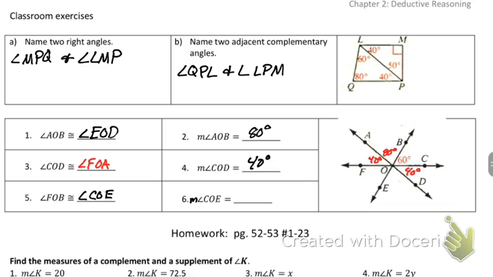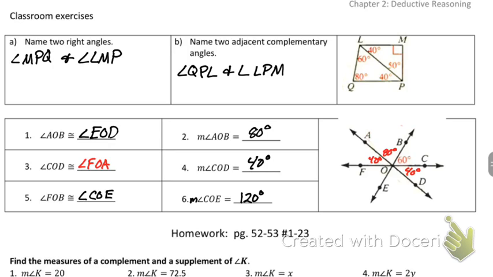Let me think. Could we call on someone else? No, I'll call someone else. Okay, Labib. 120. So you're 100% correct that it's congruent to FOB, and the measure of FOB is 120 because 40 plus 80 gives you 120. So you were on the right track. I asked the question wrong. That's on me.